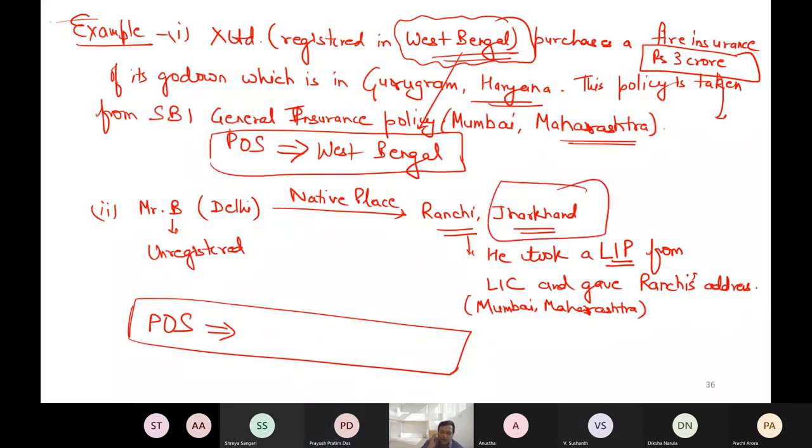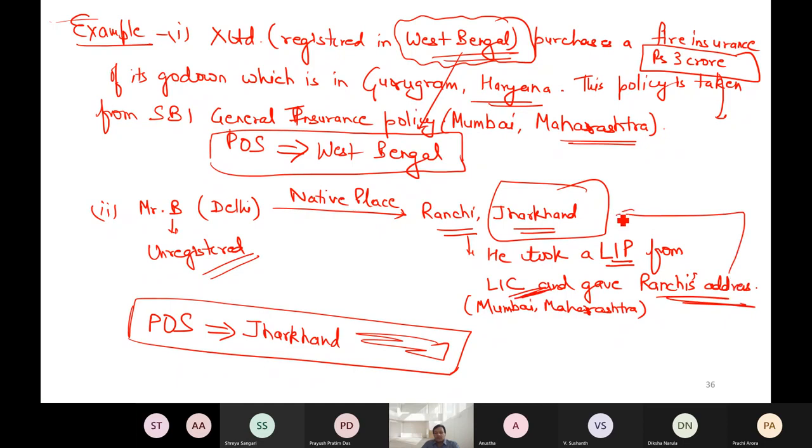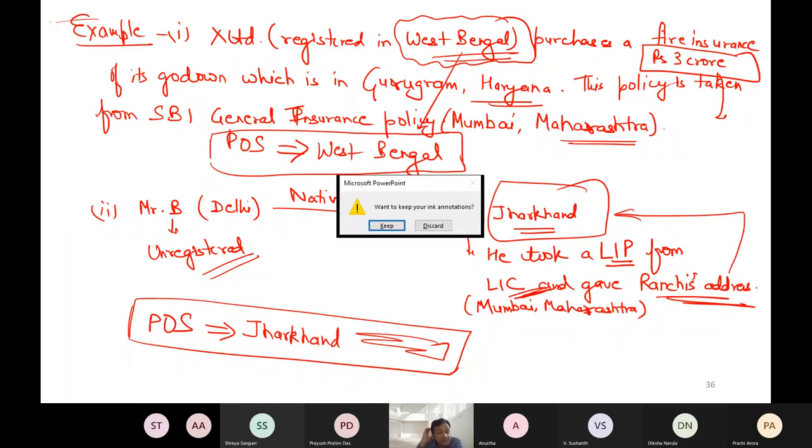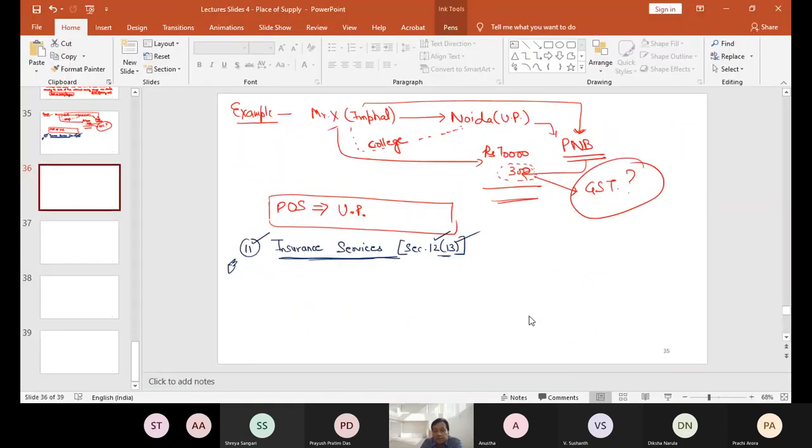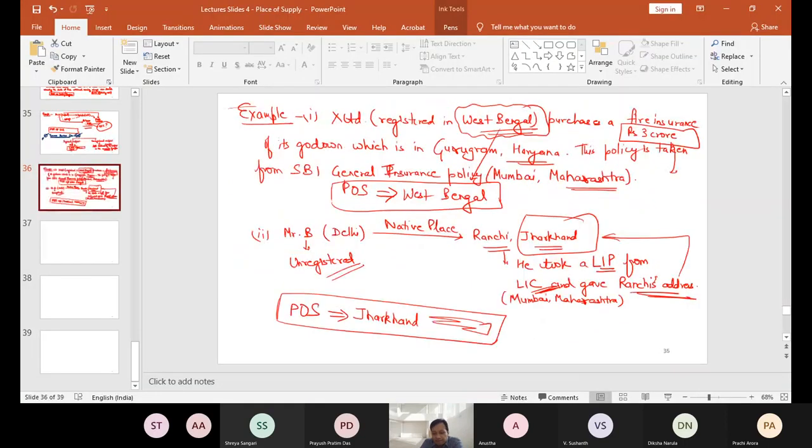I should not write the name of cities because state matters. Yeah, you can write Ranchi, Jharkhand, but technically Jharkhand is the place of supply. I hope the point is clear. If the recipient is unregistered, simply check what address supplier has in its record for this recipient. So LIC, which is the supplier, has Ranchi's address of the recipient. So Ranchi becomes the place of supply. Now last specified service, advertisement services to government of India or government of states.